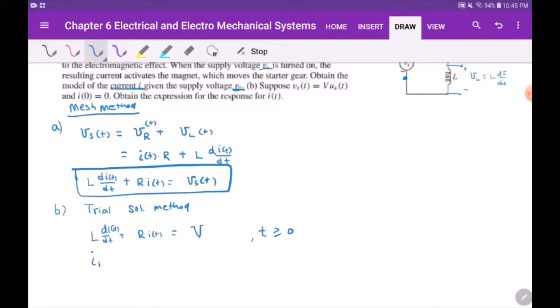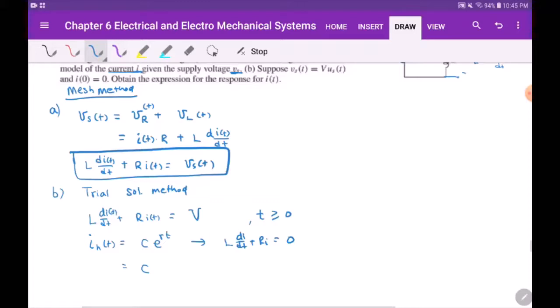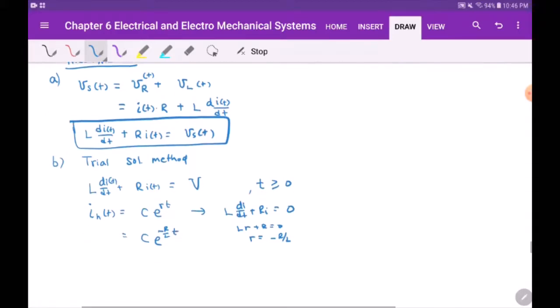So your homogeneous solution, I homogeneous, will have the form C1 times e to the rt, where it's going to be plugged into L di over dt plus Ri equals 0. This is the homogeneous equation. C1 is an unknown constant, called the constant of integration. Then you have L times r plus R equals 0. You'll have the characteristic root, which is negative R over L. So you have e to the negative R over L t. This is just the homogeneous solution.